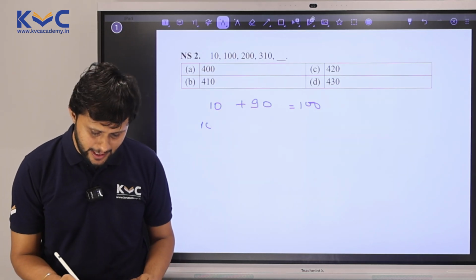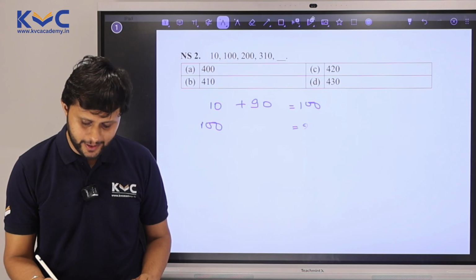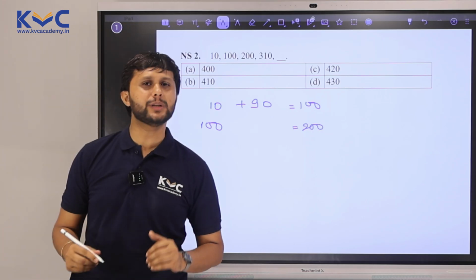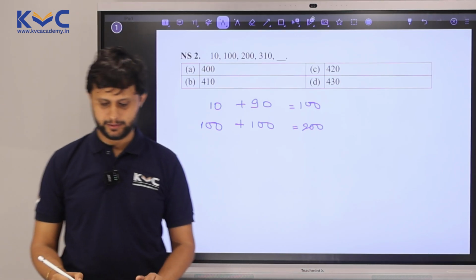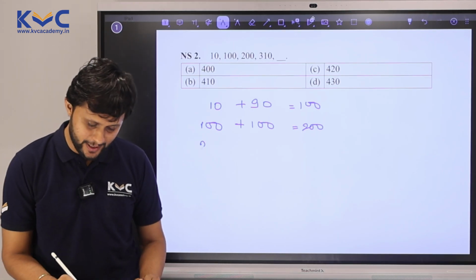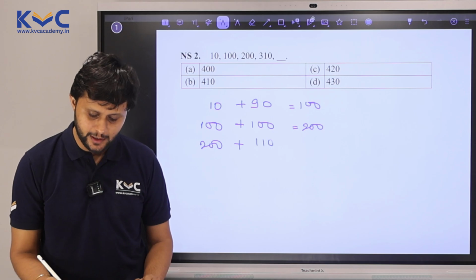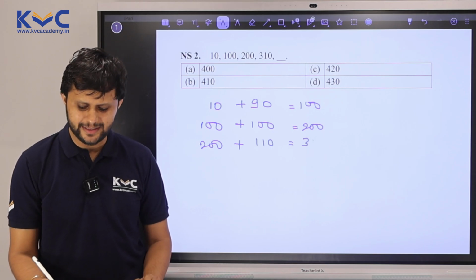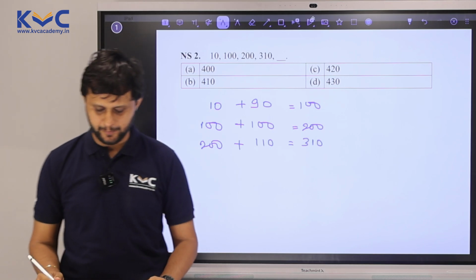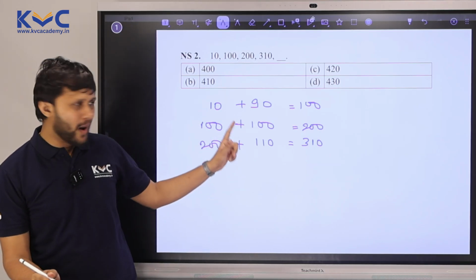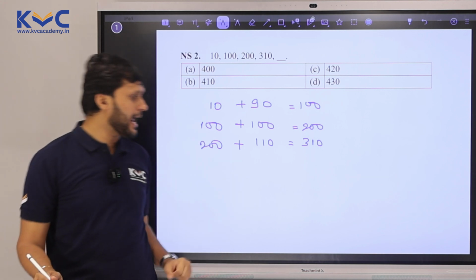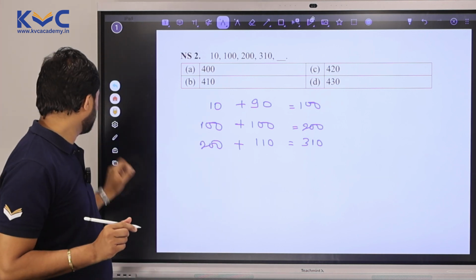Then from 100 we have to reach 200 and the difference between these two numbers is 100. Great. And the next one, 200 plus something should be 310, which is 110. So we are using almost the same logic as the previous one. So we added 90 the first time, we added 100, then we added 110. So how much should I add in the next one?